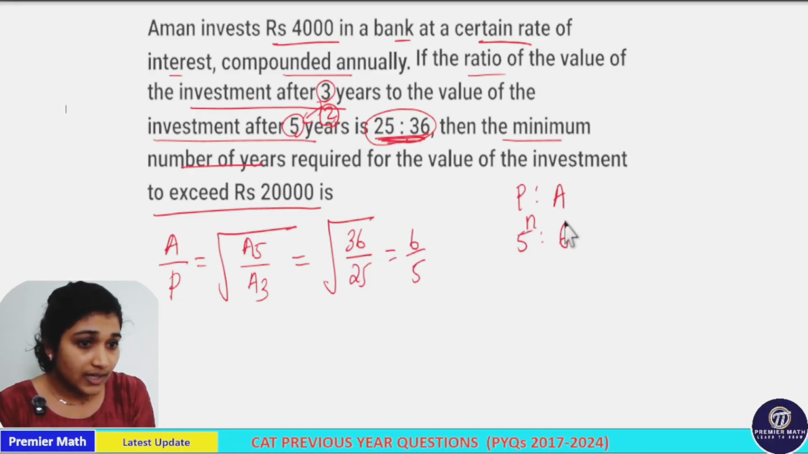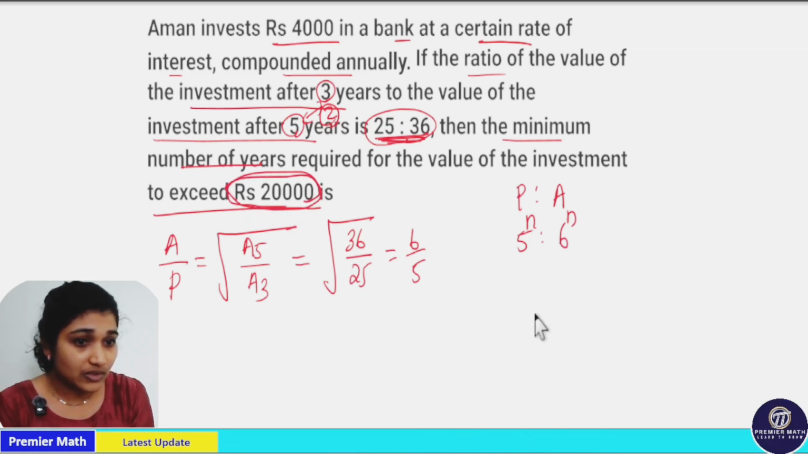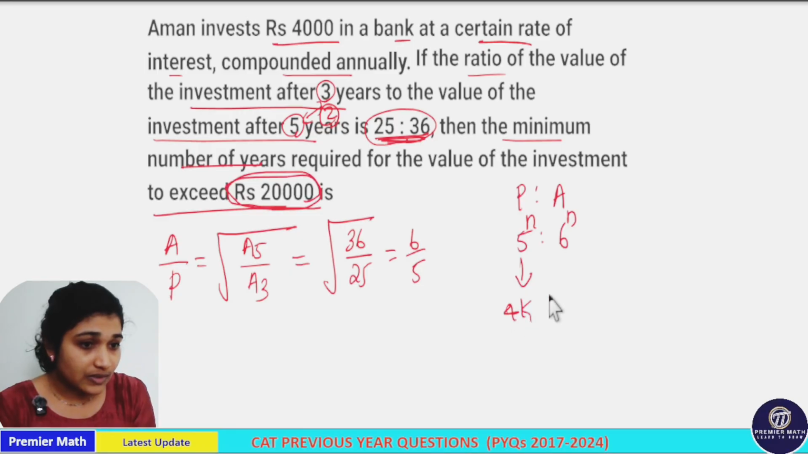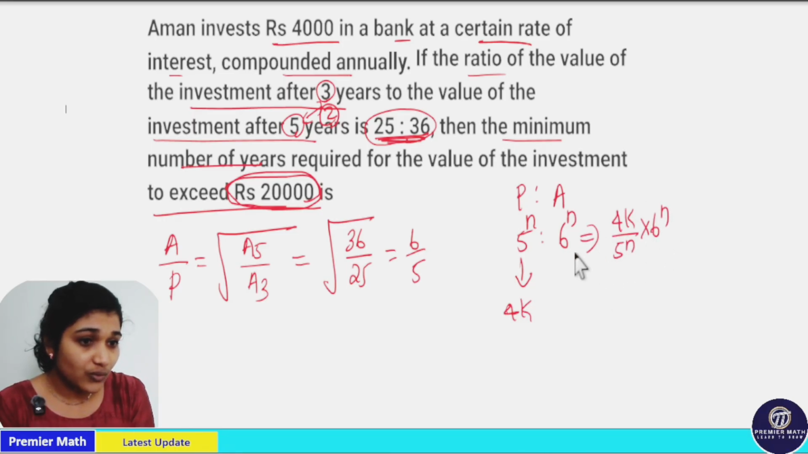Now after n years, this amount should exceed rupees 20,000. So consider after n years, this amount will exceed rupees 20,000. Now we already know principal is 4,000 rupees. Then amount is 4000 divided by 5 raised to n into 6 raised to n. And we already know this value should exceed rupees 20,000. So equate it with greater than 20,000 rupees.